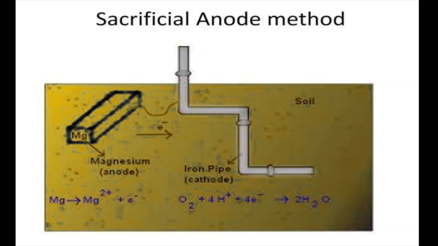In the sacrificial anode method, the anode here is magnesium, which protects the structure of the iron based cathode. So this is how the major parts of cathodic protection and the sacrificial anode method are employed.